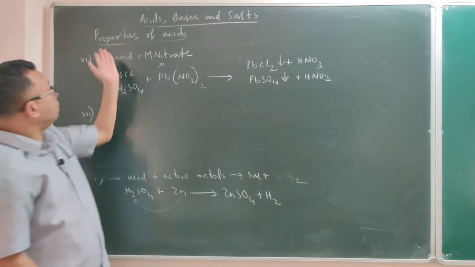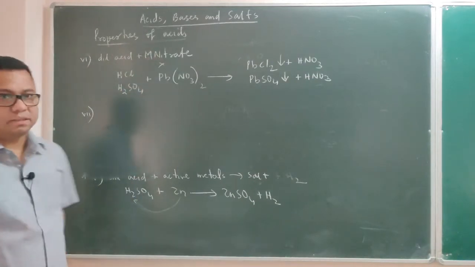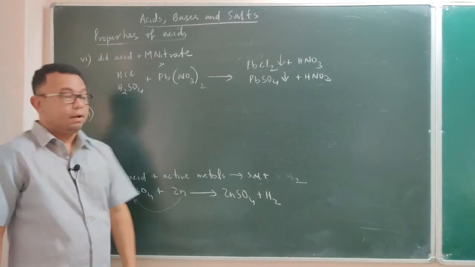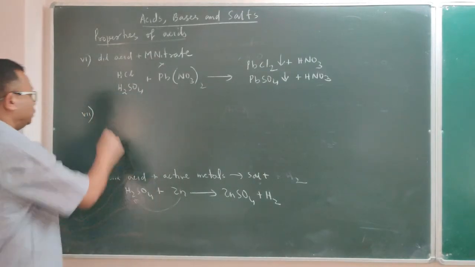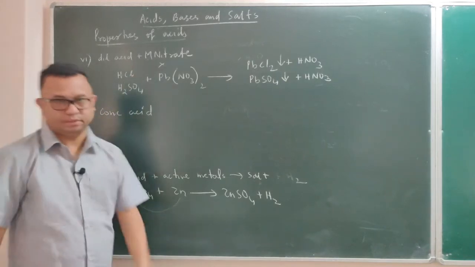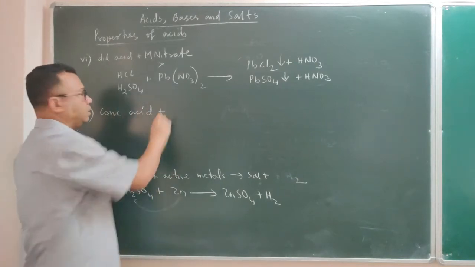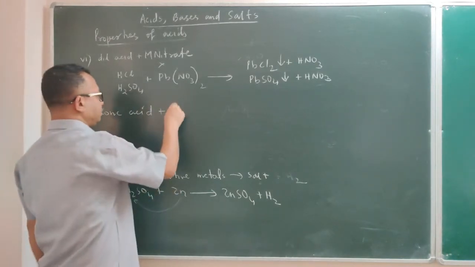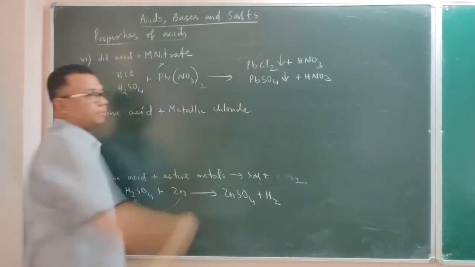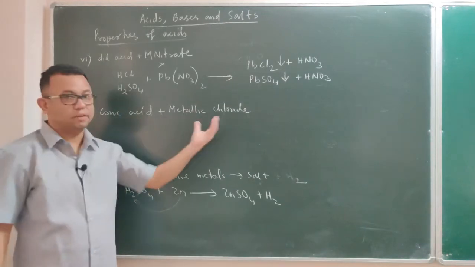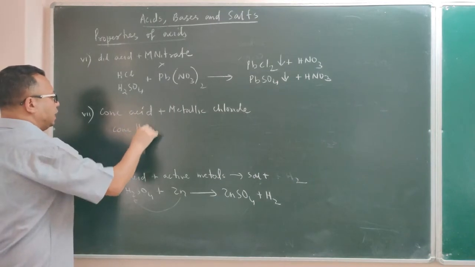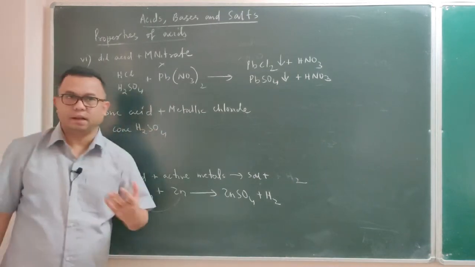Since our heading is properties of acid, till now I had been discussing properties of dilute acid, where a lot of water is present. Now the 7th one is the property of concentrated acid. So concentrated acid, especially sulfuric acid, reacts with metallic chloride. Whenever concentrated acid reacts with the metallic chloride, you'll see this as the lab preparation of nitric acid and hydrochloric acid.